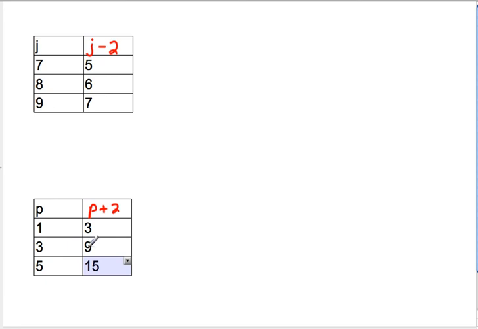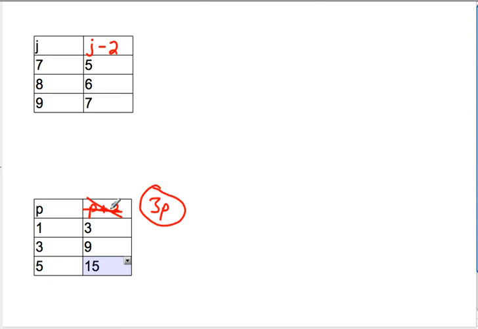Okay, and then let's check it out. 3 plus 2, okay, that did not work. So we're going to cross that out. We're going to try again. So how else can we get from 1 to 3? Well, we can multiply by 3, so 3p. Let's try that. 1 times 3 is 3. 3 times 3 is 9. And 5 times 3 is 15. So here is the correct answer.